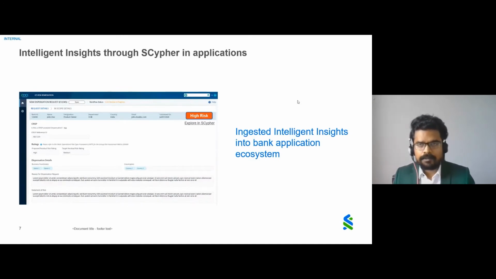For example, from a user experience perspective, for the internal bank user, how Cypher can add value to them without them getting into Cypher itself, right? So basically, we enabled a feature to ingest intelligent insights into any bank application. I can give you an example.